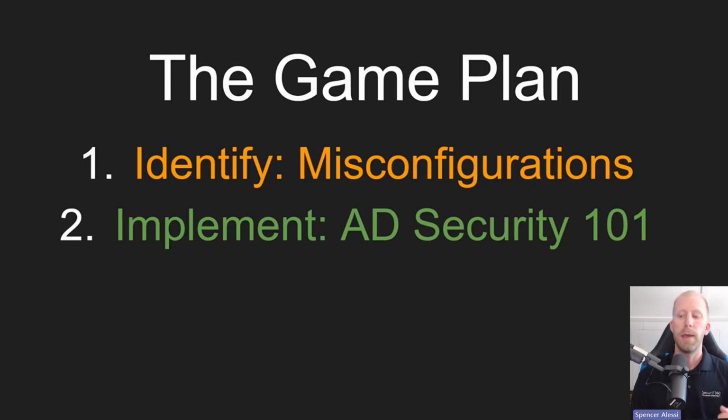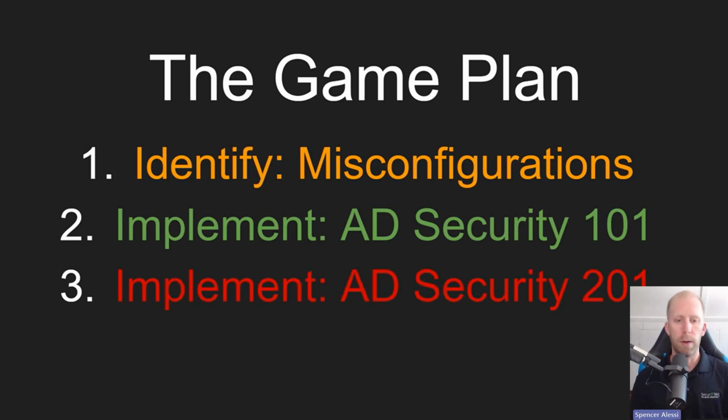Step number two is implement what I call AD Security 101. So this is the base level hygiene and hardening that you need to do to secure Active Directory. And then step number three is the 201 things. These are things that are bigger projects. They're a little bit harder, which I'll show here in a minute. They take more coordination, more configuration, more structure, more documentation, but certainly very worthwhile efforts. And those are the three things that I'm going to get into today.